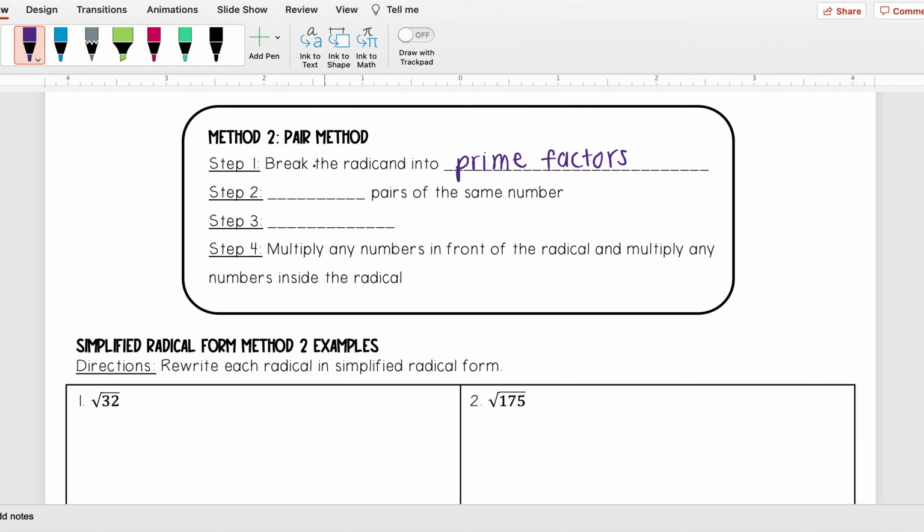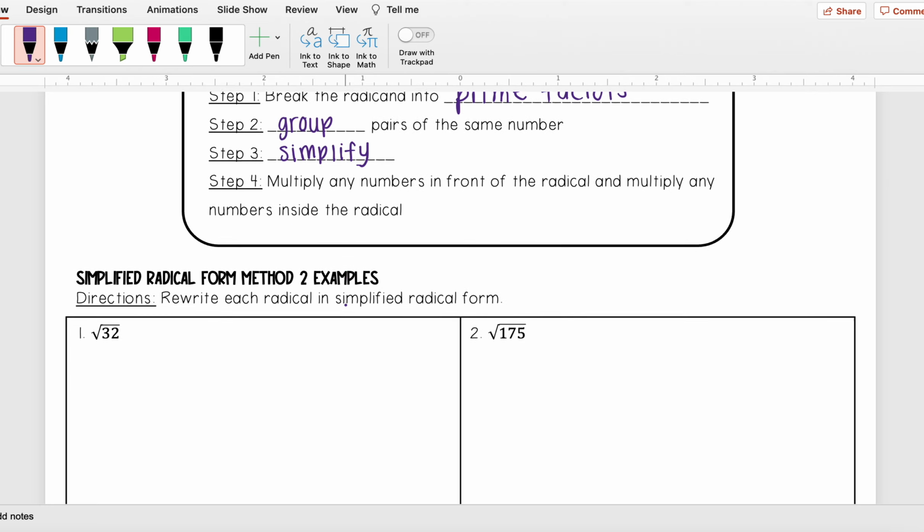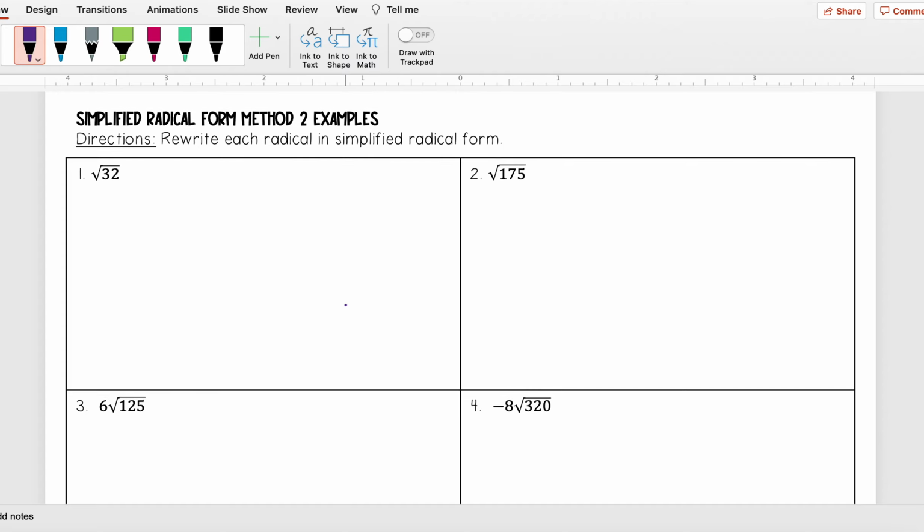First, you're going to break the radicand into prime factors. Step 2, you're going to group pairs of the same number. Step 3 is simplify. And then step 4, you're going to multiply any numbers in front of the radical and multiply any numbers inside the radical. So let's go through some examples with this one.